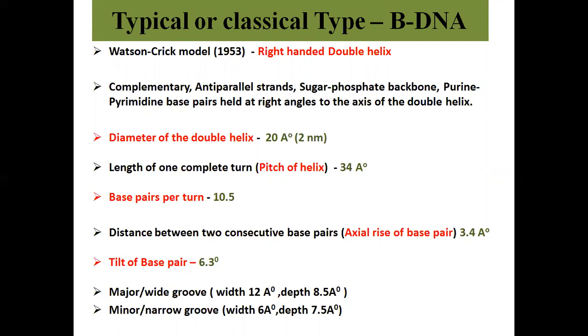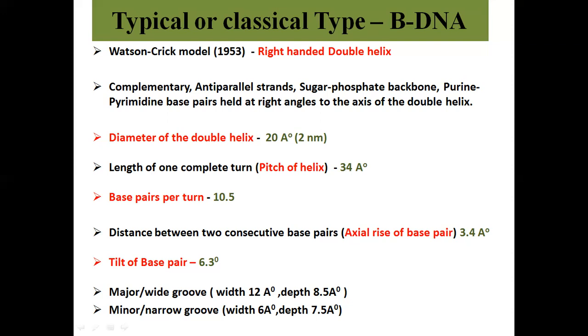And what is the diameter of the double helix? It is 20 angstrom. Then the length of one complete turn, that is also known as the pitch of the helix, is 34 angstrom. Please note that in some textbooks, instead of angstrom, they give the length in nanometer. Because 34 angstrom is equal to how many nanometers? 34 angstrom is equal to 3.4 nanometer.